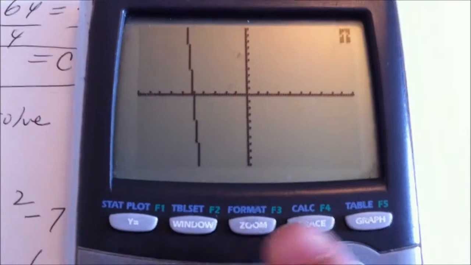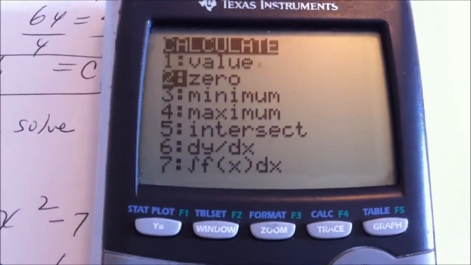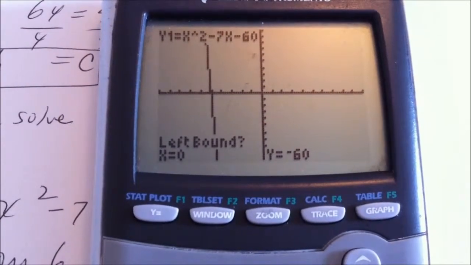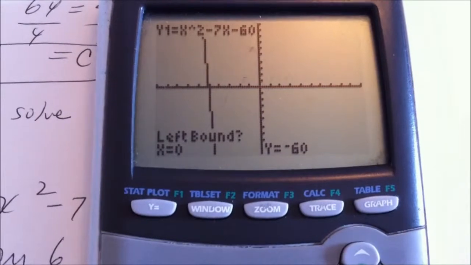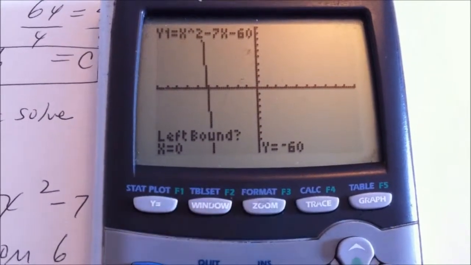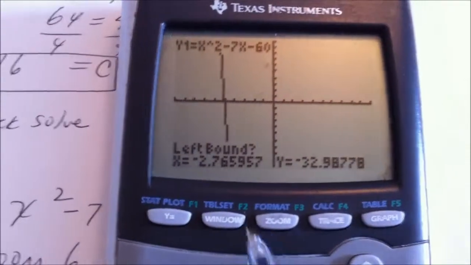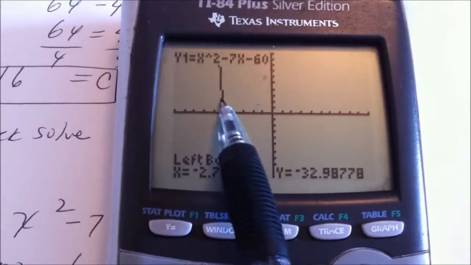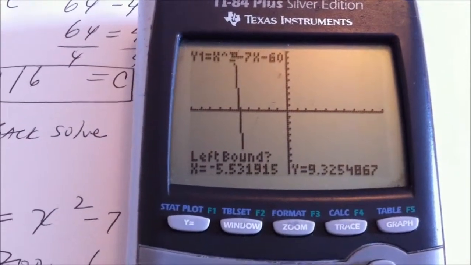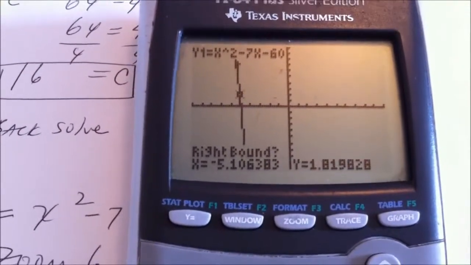And if I do a second trace, which is my calc menu, number 2, the zeros feature is really cool. It's going to ask you for left bound and right bound, and down here it tells me where I'm at. I'm actually at 0, negative 60 down here, someplace on the calculator. So I'm going to toggle left until I get to the left of that point. It should be right around here. You can see where I'm at. You have to be careful because it goes fast. There's my cursor. I'm going to hit enter, and now it's going to ask for right bound.